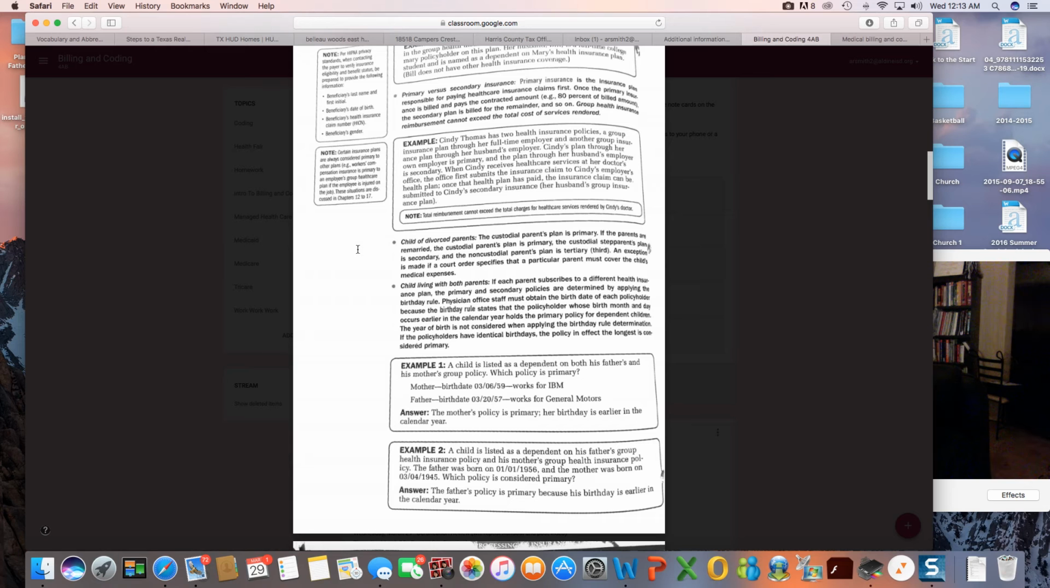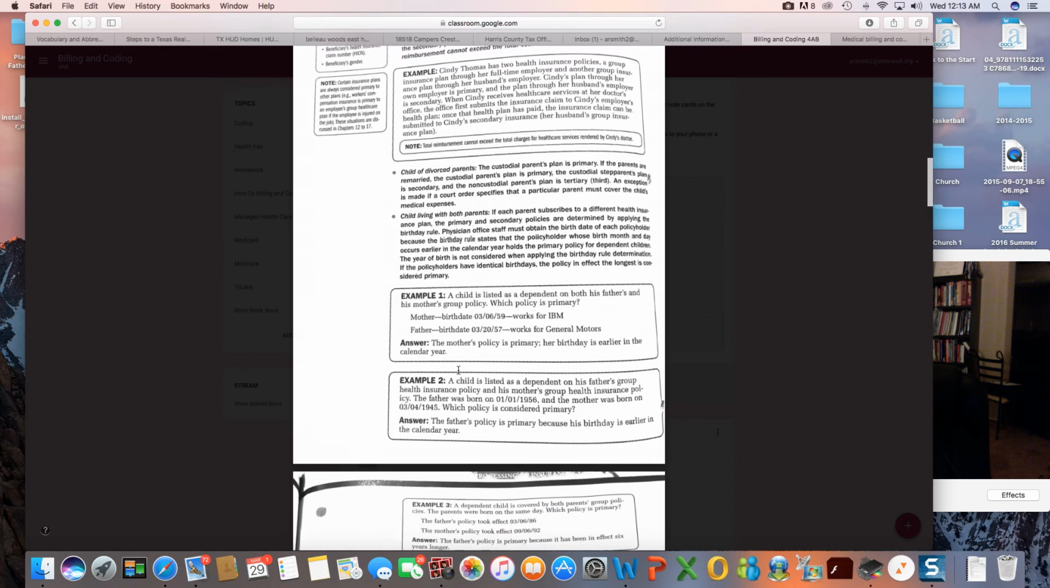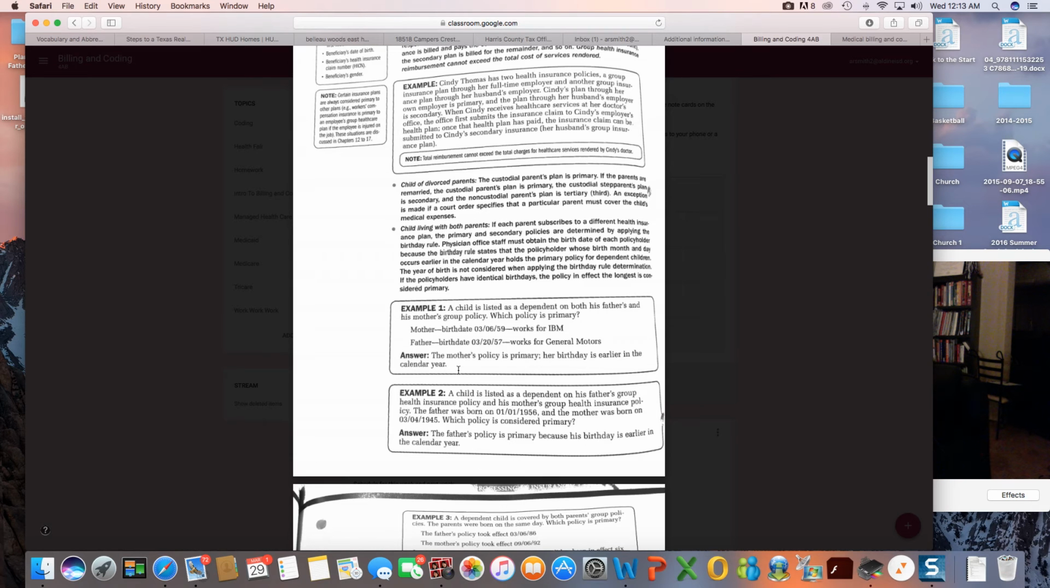And as you can see, the answer: the father's policy is primary because his birthday is earlier within the calendar year. Now this one, let's see. Okay. A dependent child is covered by both parents' group policies. The parents were born on the same day.